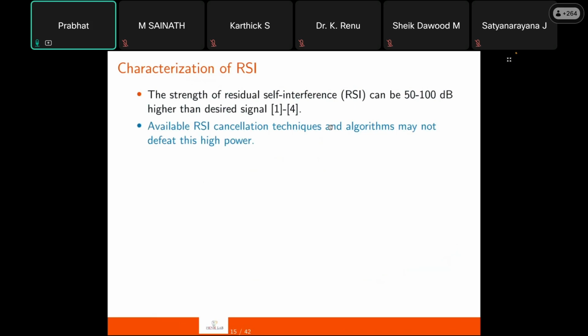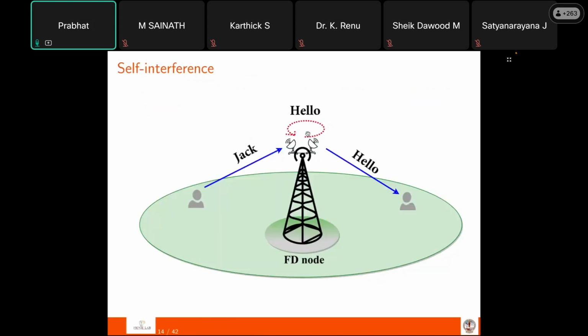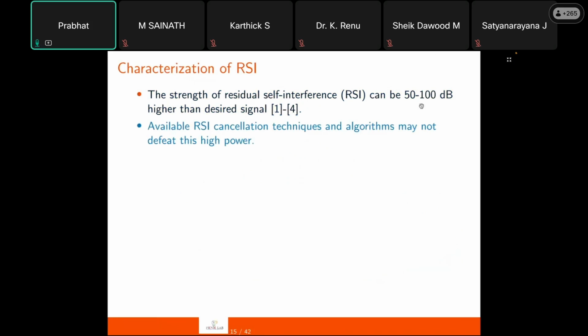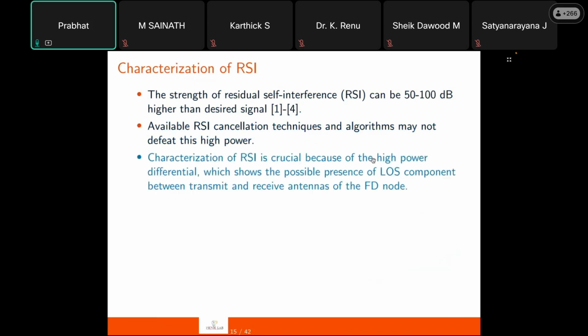And owing to the fact that there are a lot of advancements in the interference cancellation techniques, interference management techniques, you can somehow cancel a lot of this interference. But because this 50 to 100 dB power differential is a lot, the algorithms may not defeat this high power differential. Still some RSI is going to remain in the system, which is going to impact your desired signal. Basically this is because the interference part is going to be in the denominator of the signal to noise ratio, which will become SINR, signal to interference plus noise ratio. So the higher the value of this interference, the lower would be the SNR, or SINR.